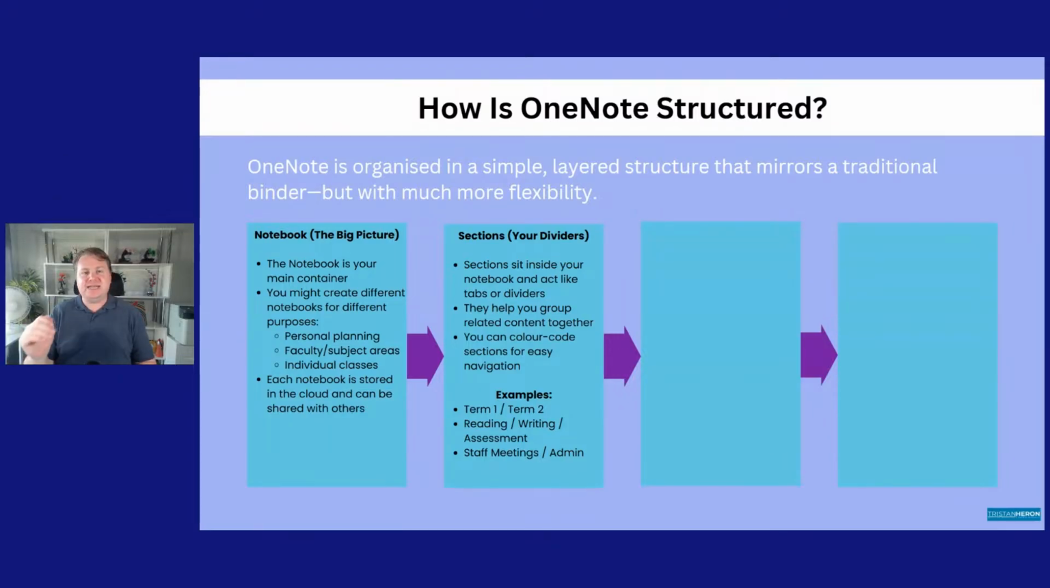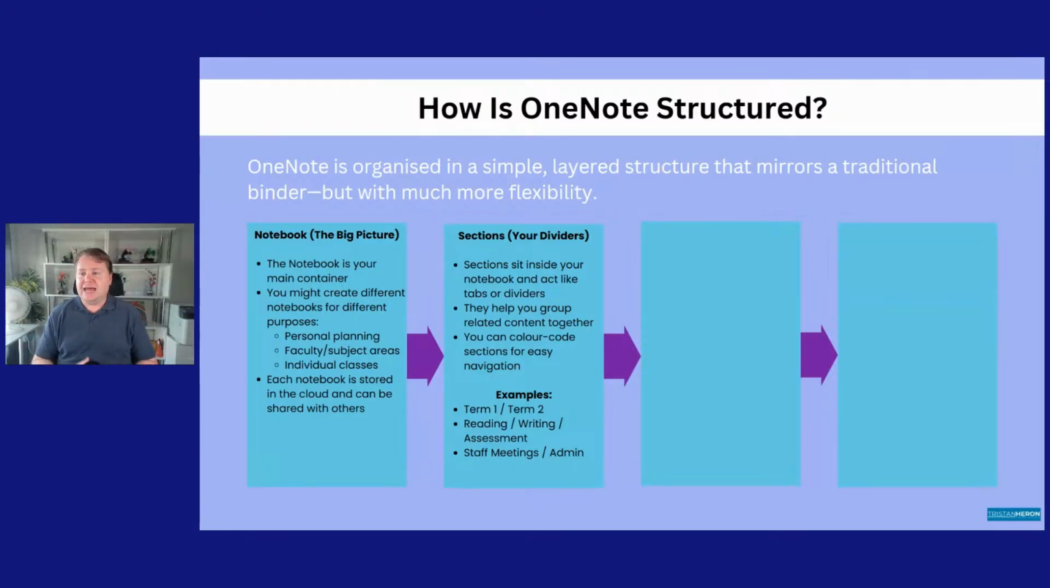Our sections sit inside our notebook, and they act like tabs or dividers. Now, this folder here doesn't have any tabs or dividers. It's just got some plastic sleeves in there. So your sections, your dividers, are going to help you break up the different components here. So I might have a different tab or a different divider for each unit, or I might have one for each term. Whatever you want to do, you can do that here.